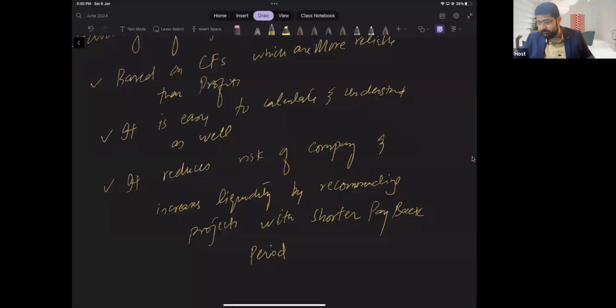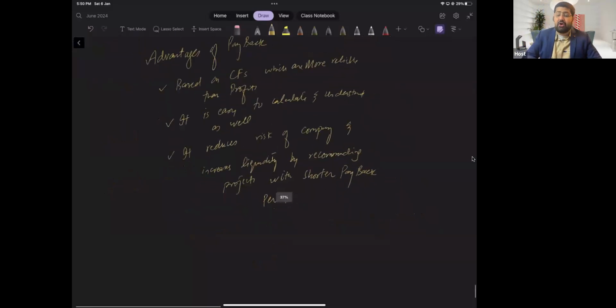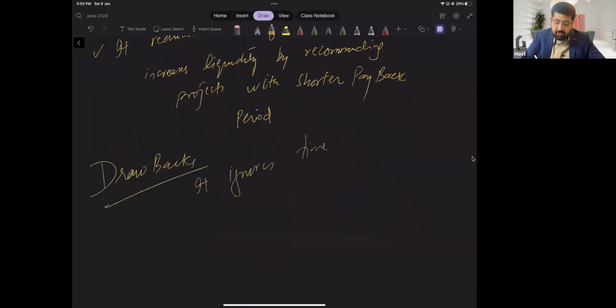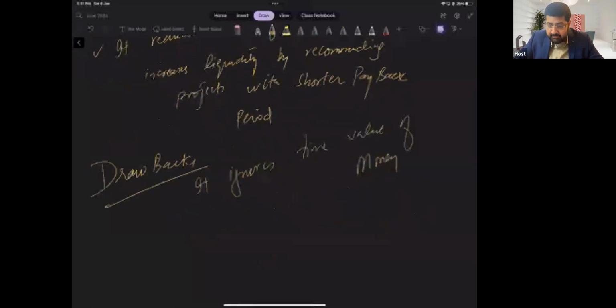Right. Next, let us proceed further. What are the drawbacks or disadvantages? It ignores time value of money. No discounting. The cash flows occurring today or tomorrow are treated alike, so it ignores the timing. No discounting or compounding, nothing has been considered.